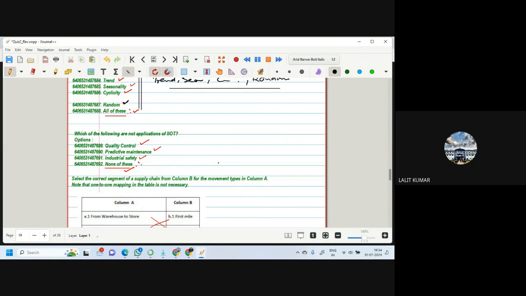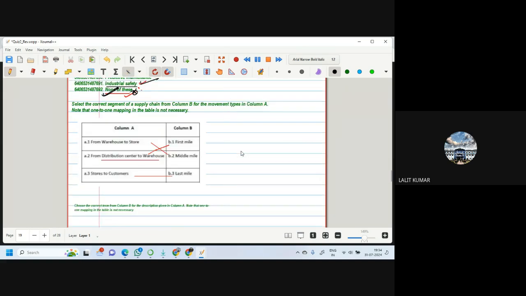Again, this question has been repeated: not applications of IoT. Quality control we can do, predictive maintenance we can do, industrial safety we can do. None of these is the applicable part. So this is the answer.